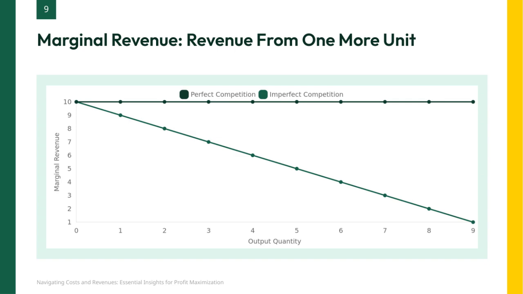On the other hand, in imperfect competition, marginal revenue decreases as output increases. This decline reflects the fact that to sell more units, the firm must lower its price, which reduces the revenue gained from each additional unit. So the key takeaway is that marginal revenue stays flat in perfect competition, but falls steadily under imperfect competition due to the pricing power firms have in those markets.